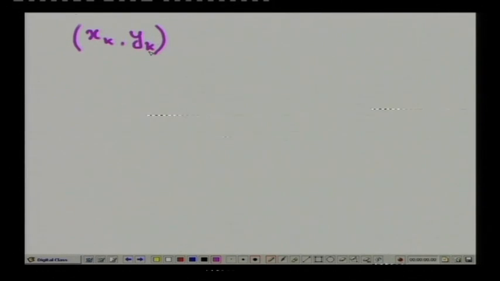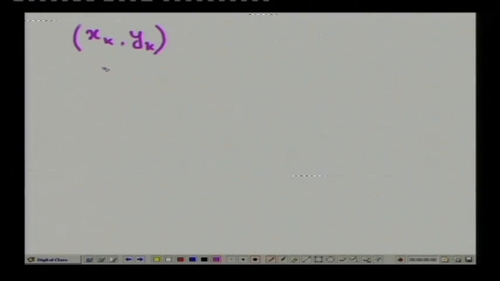And we have seen earlier that this boundary point x_k, y_k is mapped to a straight line in the parameter space, that is in the M-C plane, and the equation of this straight line is given by C equal to minus M x_k plus y_k. Okay. So, what we have to do is find out the values of M and C from this equation.